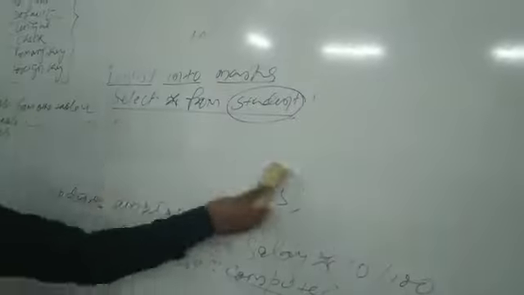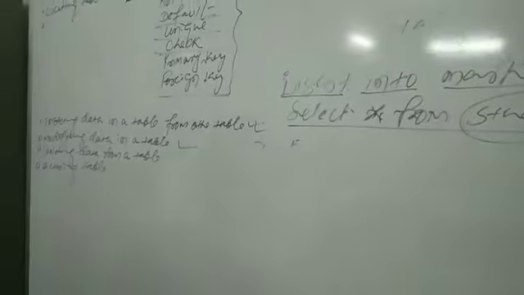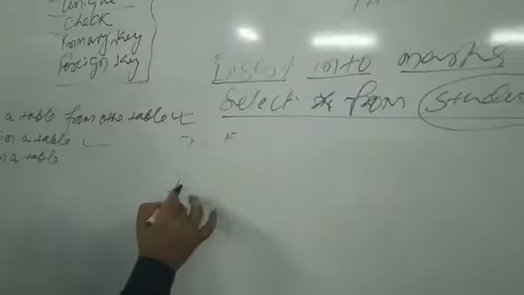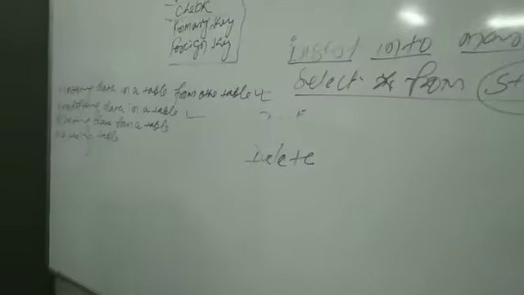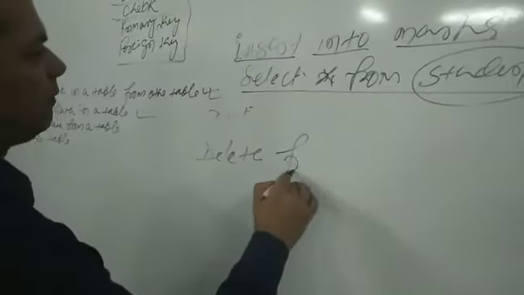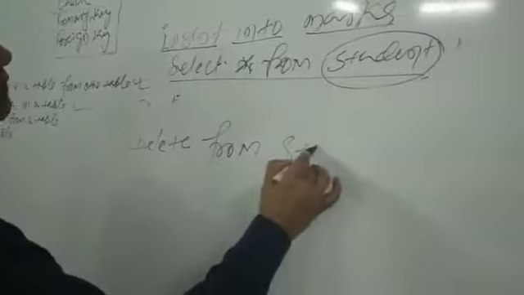Next command is deleting data from a table. Now to delete data, we have to write the delete command, which is again part of your DML commands. Delete from table name. Suppose student. Delete from student.